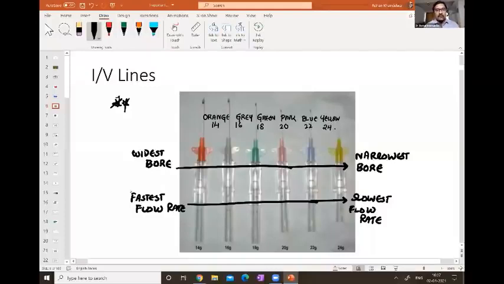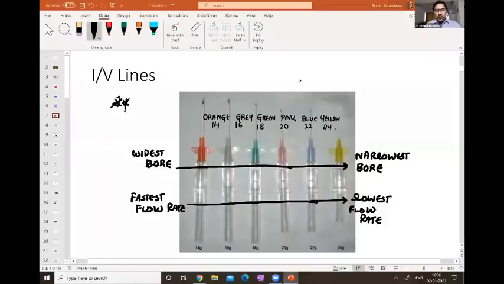Now, 14 gauge is the widest bore, whereas yellow or 24 is the narrowest bore. And jitta wide hoga, the wider it is, the easier or the faster the flow rate. You can easily give fluids through that. And the narrower the cannula, the slower the flow rate. There is no mnemonic for this. This is easy to remember. It's a one-time effort. If you revise it, you can easily remember it. Please don't fall prey to mnemonics for these IV lines. You can easily remember it, okay?